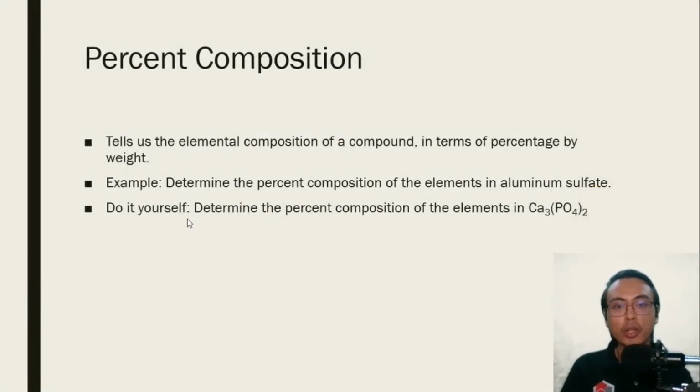We have here a do-it-yourself. You simply follow the same solution, but this time you are to determine the percent composition of the elements in calcium phosphate. You also have three elements: calcium, phosphorus, and oxygen. You follow our example earlier and you can find the percent composition of calcium phosphate. Okay? Do this as your practice.